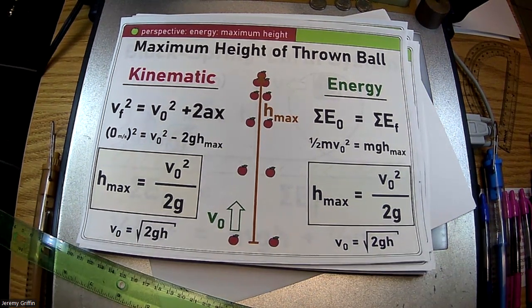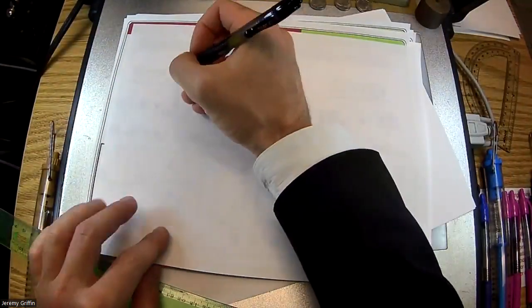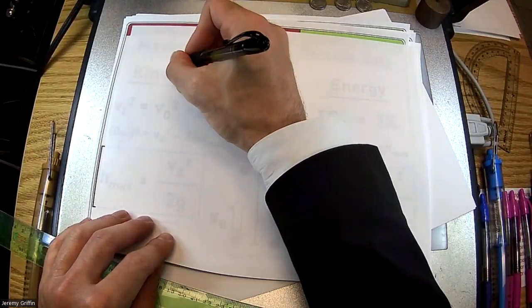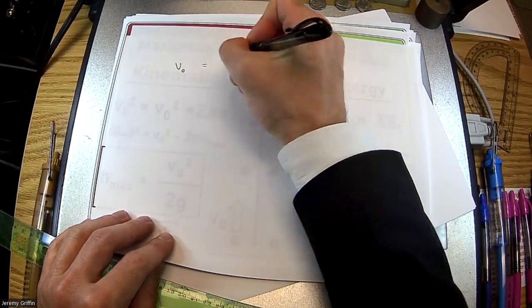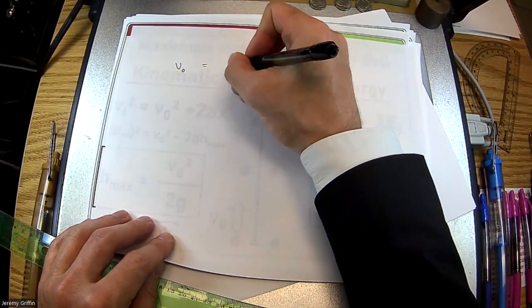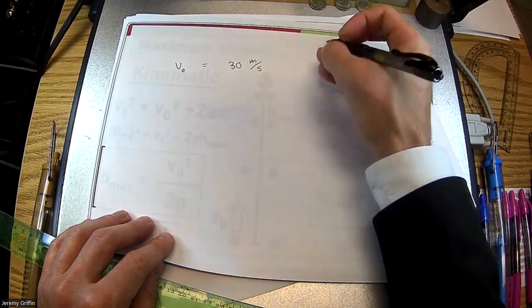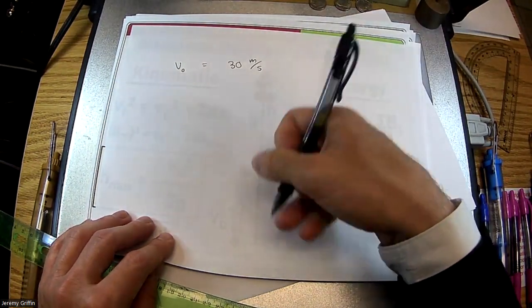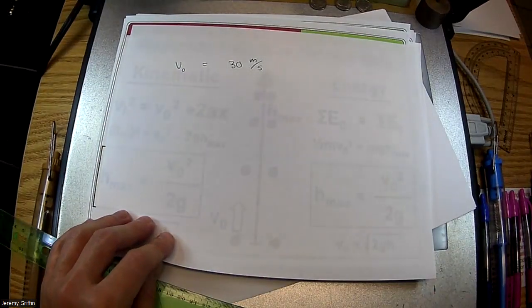Right? Let's do an example. Suppose you can throw at 30 meters per second. That's how fast you can throw a baseball. Right? How high can that baseball go? What's the maximum height? Go ahead and solve that.